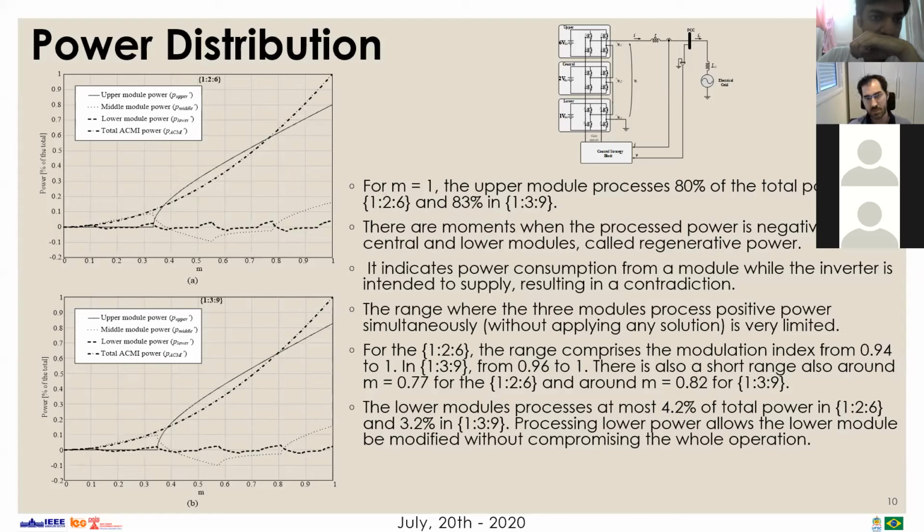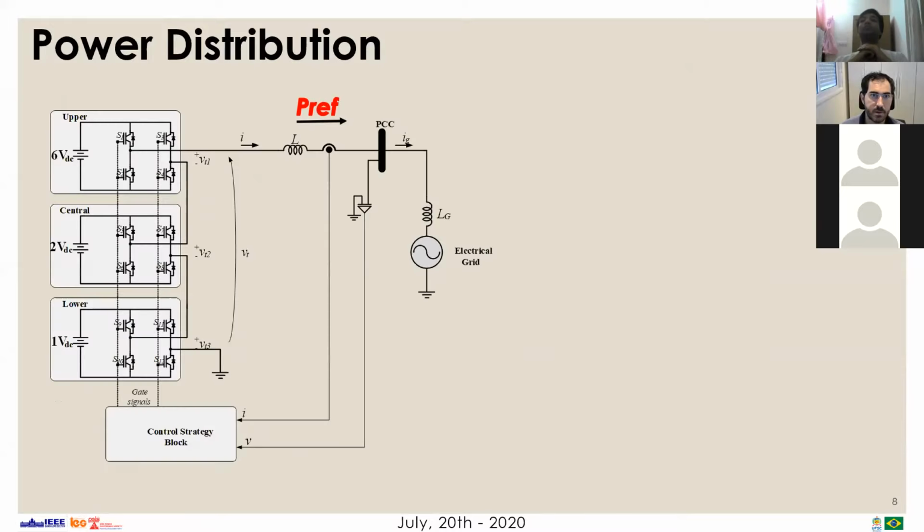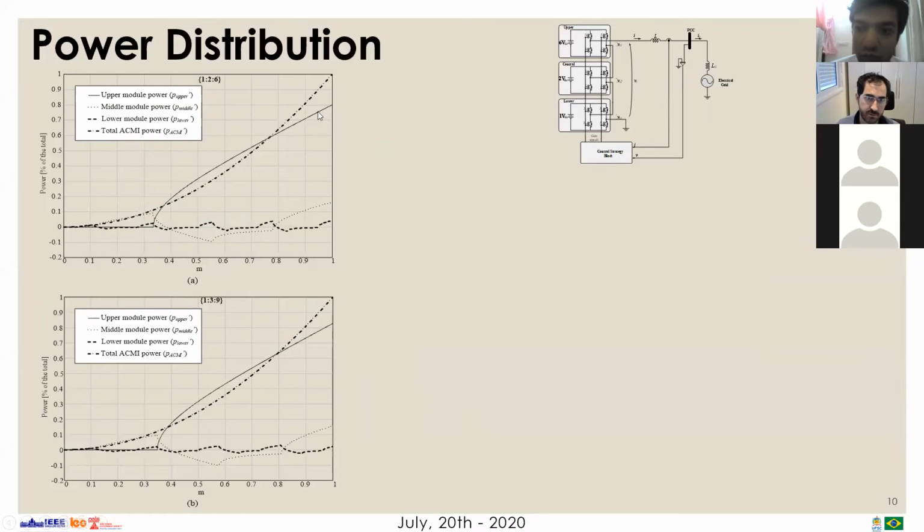If you need to limit your modulation index, maybe the charge processing of batteries may not be so good as in other topologies. How do we charge the upper module batteries? There is no negative part in this graph for the upper module. Yeah, okay. So the upper module has just positive power. Let me return here because I'm considering where I am. This flow chart here, this flow direction. You just need to apply a negative power reference. Then this will be negative.